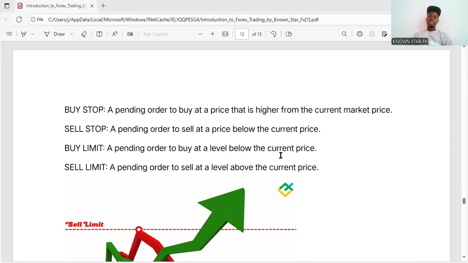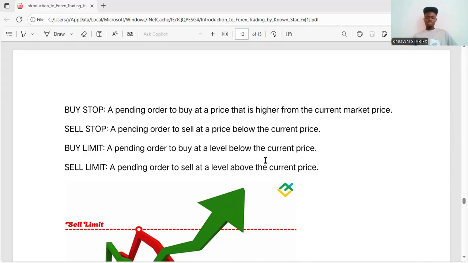For you to enter a buy limit, let's say the market is currently selling, and you see a support level. Just like the simple rule, buy when the market is low and sell when the price is high. Now, for a buy limit, it means the trade is currently selling, and you are like, what? At this point, if this trade continues selling up to this level, I want to buy. If it sells up to this level, I want to enter for a buy.